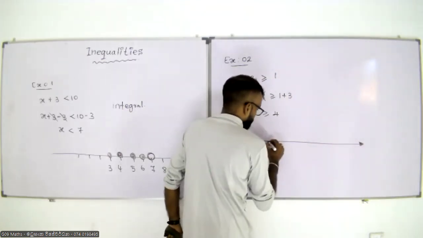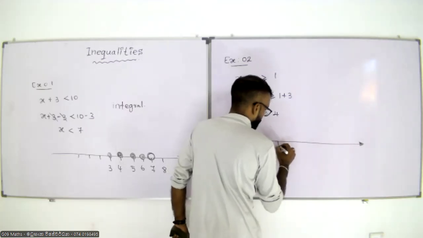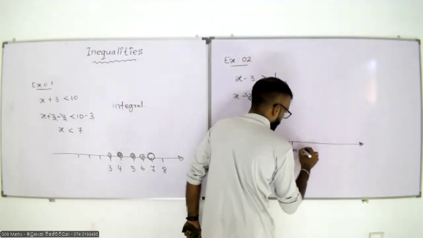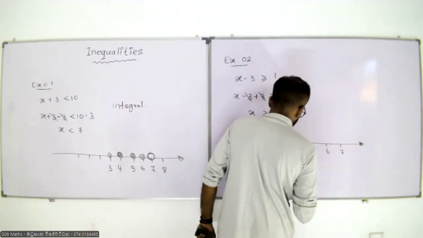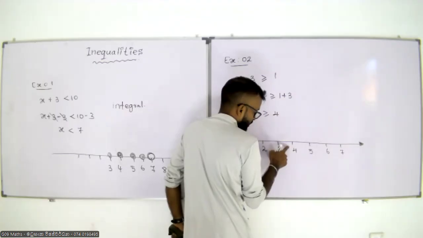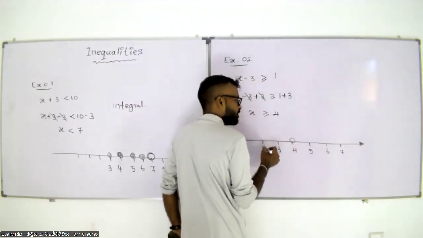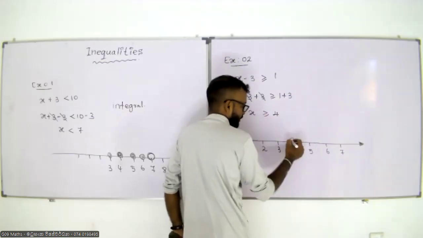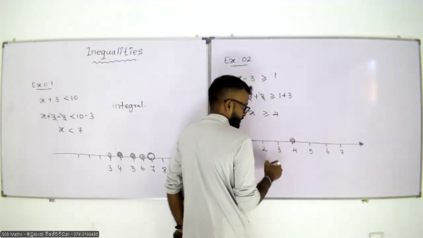So I would take like 2, 3, 4, 5, 6, 7. 4 is where? 4 is here. Is it an empty circle? No, because we are having equal one. This is the highlighted circle.